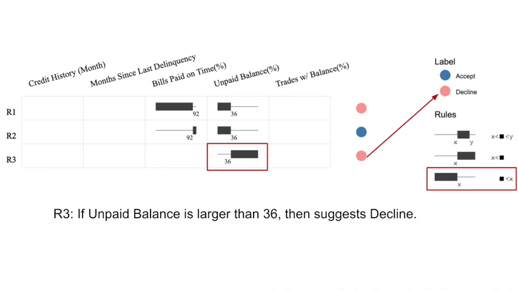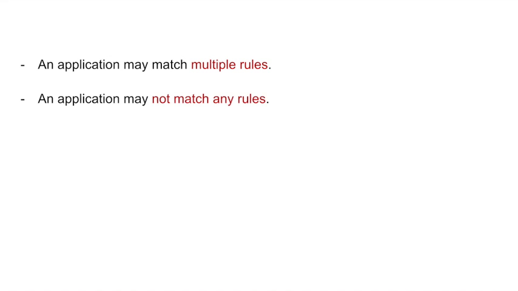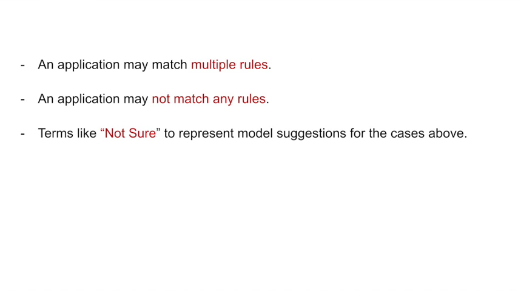Before we move on, it is important to highlight a couple of things about how the rules work. First, an application may match multiple rules. Second, an application may not match any rules. And for the cases above, we use a term like not sure to represent the model suggestions.